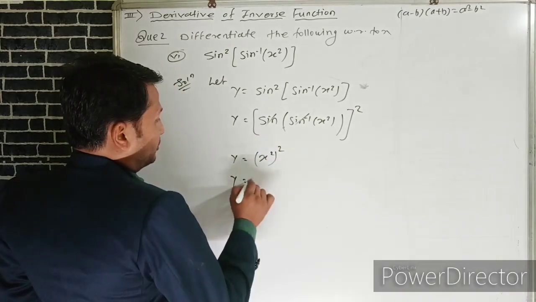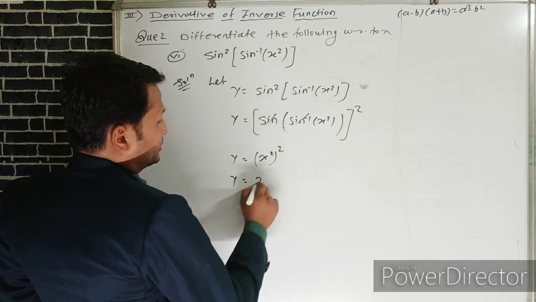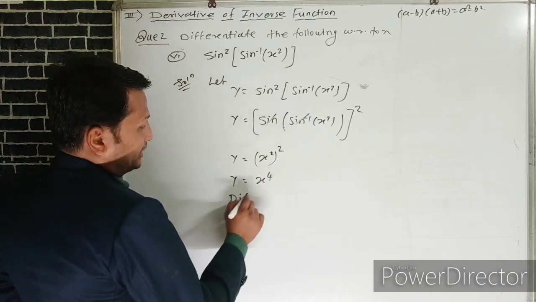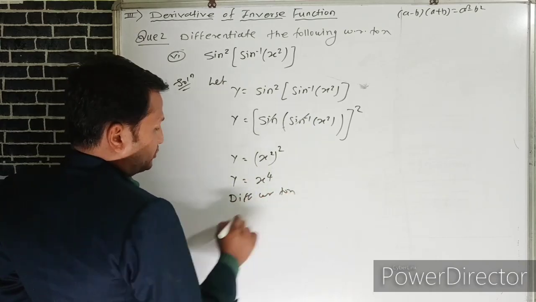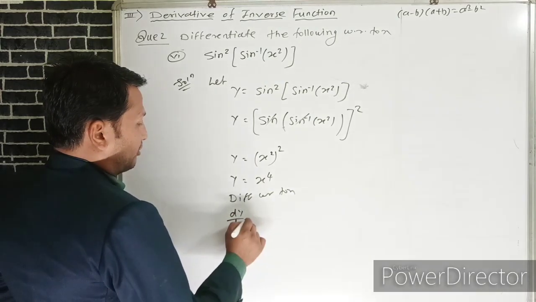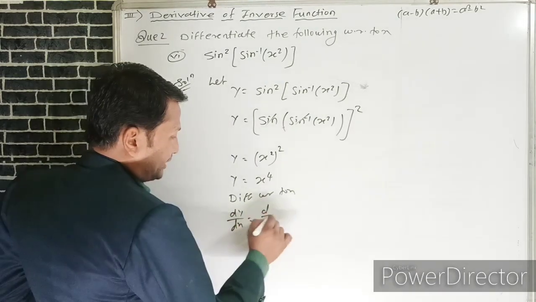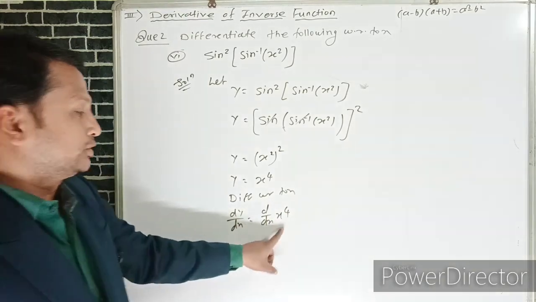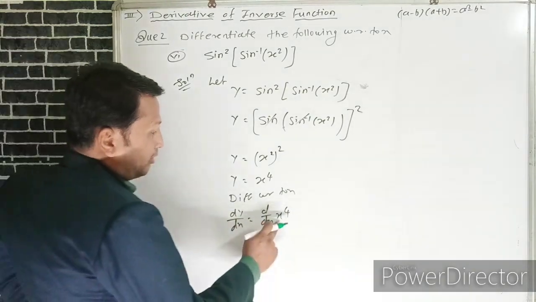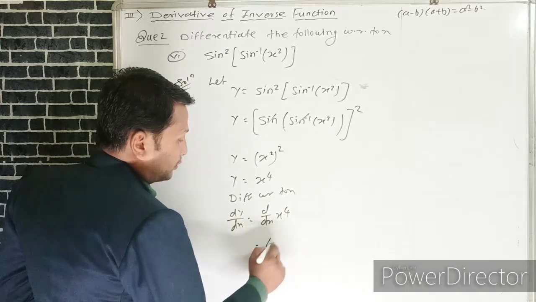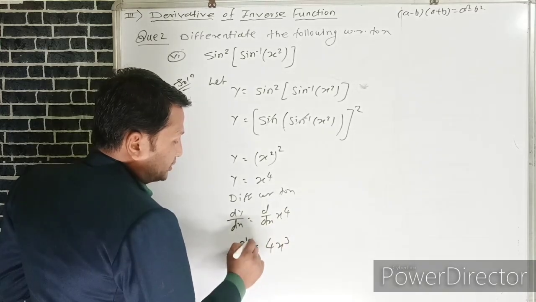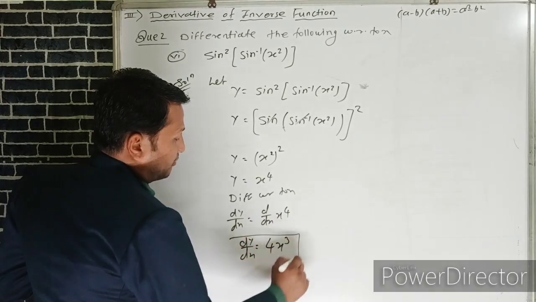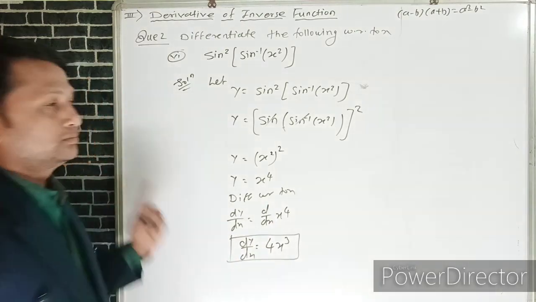After that, we can write this term as x raised to the power 4. After differentiating with respect to x, we can write the derivative dy by dx, which is taken as the derivative of x raised to the power 4. By applying the rule of x raised to the power n, the derivative of x raised to the power 4 is 4 into x cube, which is the required derivative of y, dy upon dx. Write down.